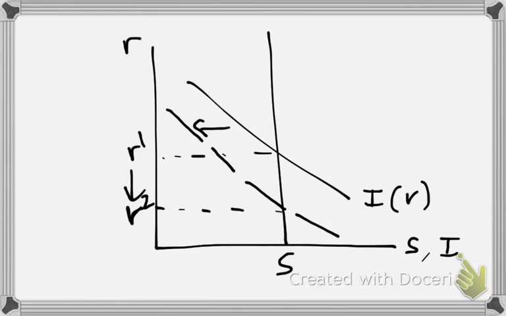So I hope these couple of examples of how to use the model are useful, and ManQ has a couple more examples. Basically, again, this is a very simple model. You should know how the investment curve can shift and what that does, and how the savings line can shift and what that does.